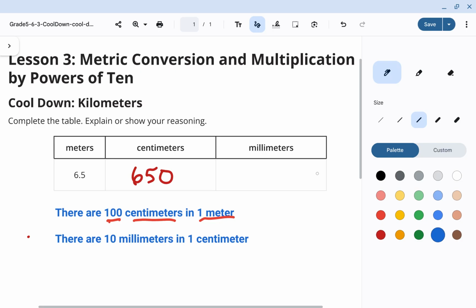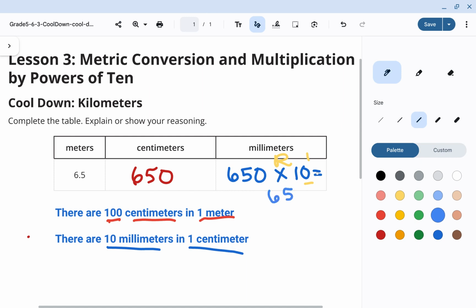Now let's go ahead and, down below, let's think about this relationship. There are 10 millimeters in 1 centimeter. So if I have 650 centimeters, I know that I need to multiply by 10 to find out how many millimeters that's going to be. So since I am multiplying, I am going to be moving my decimal to the right, and I'm going to move my decimal to the right 1 time. So let's go ahead and do that.